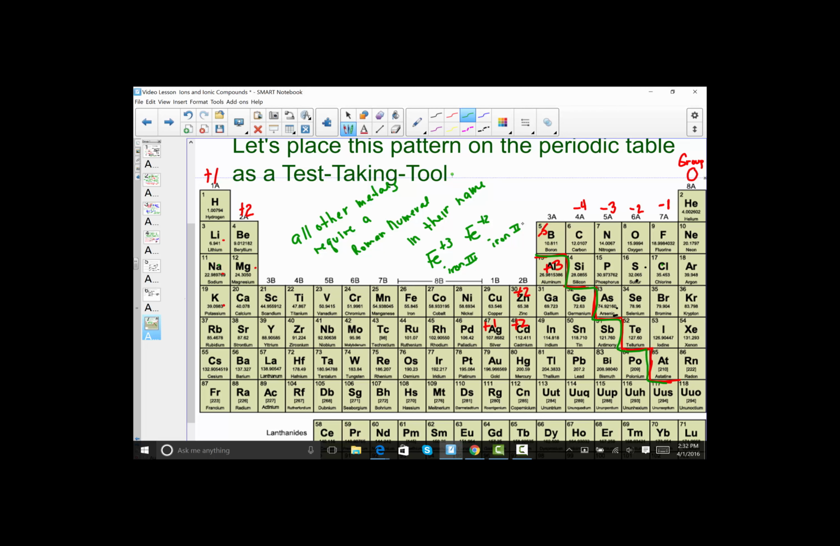For now, the takeaway is for these tall columns, the representative elements, those group A's, we've given ourselves a tool for predicting their charge as they go from neutral atoms to ions. In the next lesson, we'll pick up talking about molecular compounds and the covalent bond. You may begin that lesson when ready.